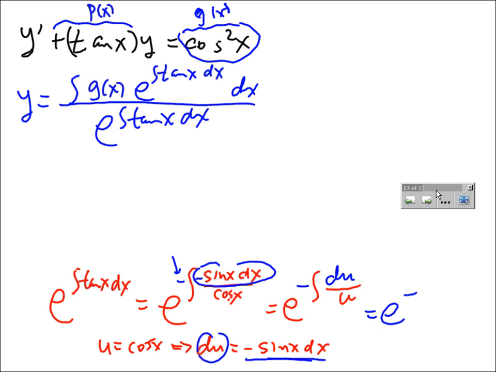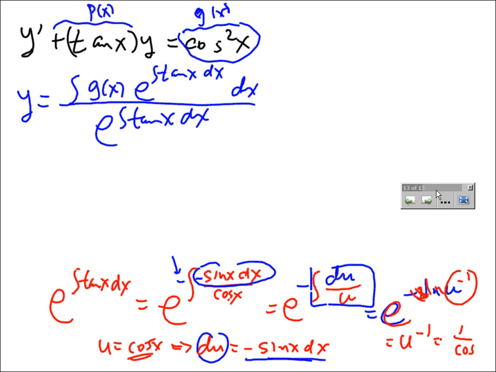So there's the e to the minus, the integral of du over u, which is ln of u. Now, that minus you can think of as a negative 1, which you're allowed to put up there. So now you have e to the ln of something. Well, that equals the something. And u was cosine x. So you have 1 over u, 1 over cosine x. That is what this equals.